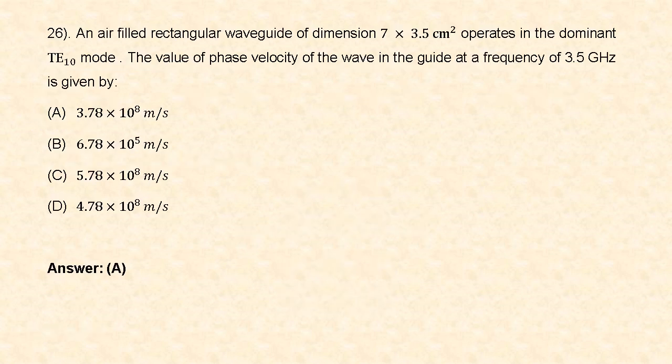Next question. An air-filled rectangular waveguide of dimension 7 into 3.5 centimeter square operates in the dominant TE10 mode. The value of phase velocity of the wave in the guide at a frequency of 3.5 GHz is given by option A 3.78 into 10 to the power 8 meter per second, option B 6.78 into 10 to the power 5 meter per second, option C 5.78 into 10 to the power 8 meter per second, option D 4.78 into 10 to the power 8 meter per second. Here option A is correct. Let us see the solution.